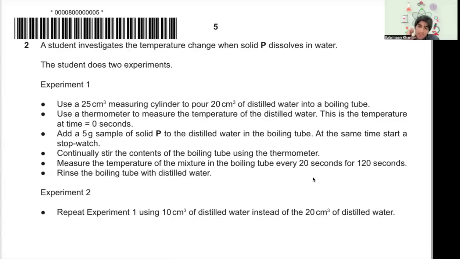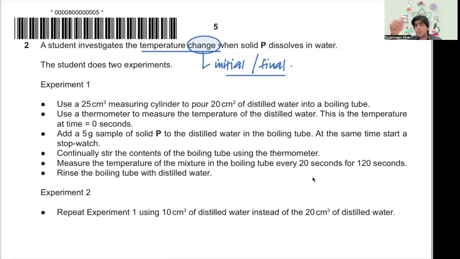Sir, you got the ATP marks ready, love you. But this is the last one. A student investigates the temperature change. Remember, when temperature change comes up, that's the last type of question too that could be asked, right? Whenever you talk about temperature change, there must be an initial reading and a final reading. Multiple things should click in your brain.